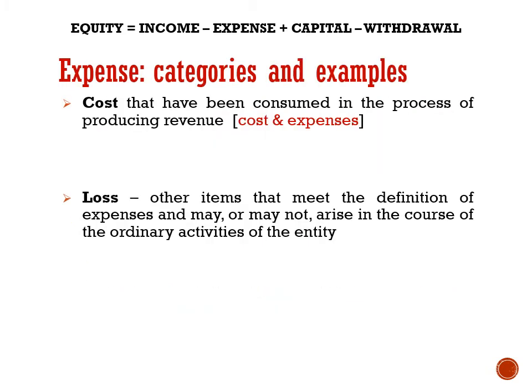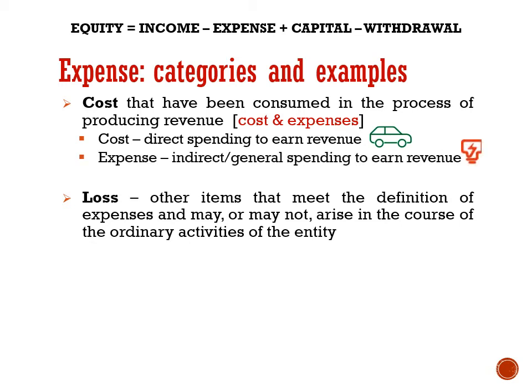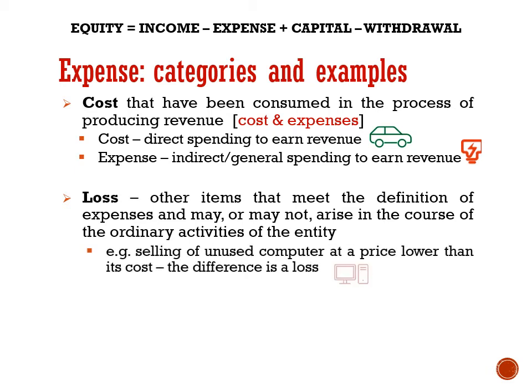Under expense, we can also have cost or loss. Cost is what's spent to produce revenue. It can either be cost or expense. Cost is what we spend directly to earn revenue, like cost of buying cars from car manufacturer for a business that sells cars. And we can also spend indirectly to earn revenue, like paying the electricity bill of the business or salary for a clerk. That will be identified as expenses. Loss is the opposite of gain that we have talked about under income. That is, for example, if a business has extra desktop computer that is no longer in use and it sells at a price lower than the cost of purchasing it, the difference is a loss to the business.